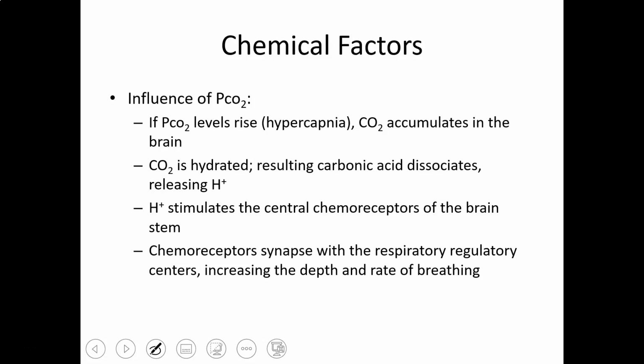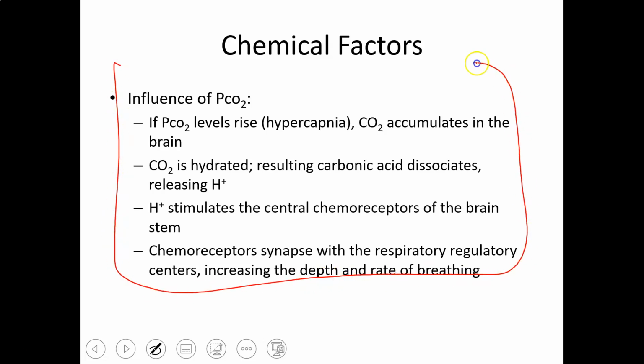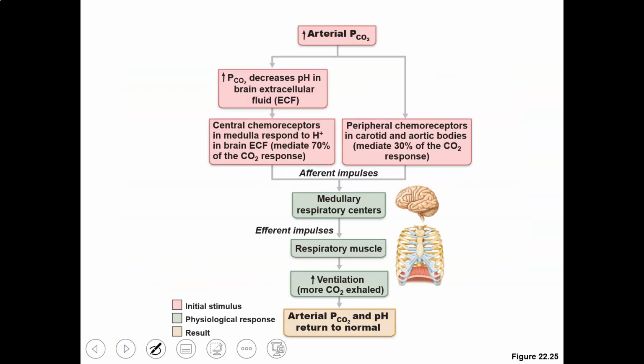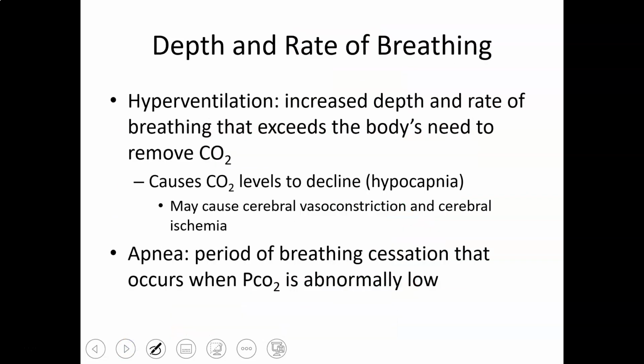Hold your breath again. At some point, you're going to have to breathe. Why do you have to breathe? You didn't breathe because you ran out of oxygen. You had to breathe because of carbon dioxide. Carbon dioxide is the major respiratory stimulant. As carbon dioxide levels go up, it accumulates, you get carbonic acid, and it causes you to breathe. Hyperventilation is when you get rid of too much carbon dioxide.